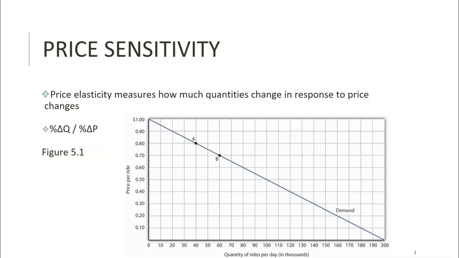This is figure 5.1 from your textbook. And as you can see, we're going from point A to point B. We are doing a small change. So in this case, it's looking at rides per day, and the price is going to go from 80 cents to 70 cents. So a small change. And the quantity of rides per day in thousands is going to go from 40,000 to 60,000. Okay, so we're just looking at small changes.